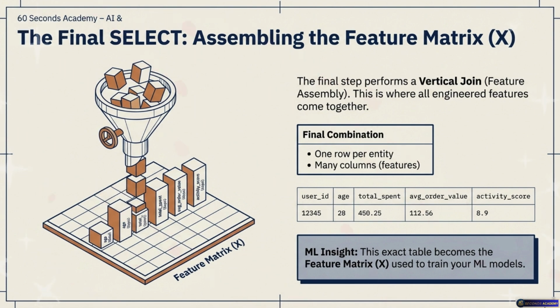But wait, if I'm flattening everything into one giant row per user, aren't I losing all the granular detail? What do you mean? Well, if a user made 50 separate purchases over the last year, how does a flat feature matrix capture that nuance without turning into a 10,000 column nightmare of, like, purchase one, purchase two, purchase three? Ah, that's a brilliant question, and it really hits on the exact purpose of feature engineering. You cannot just feed a machine learning model 50 raw transaction rows for one user and expect it to understand the user's overall behavior. Right, it would just be noise to the model.